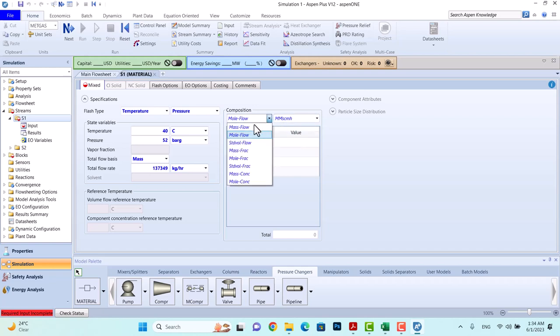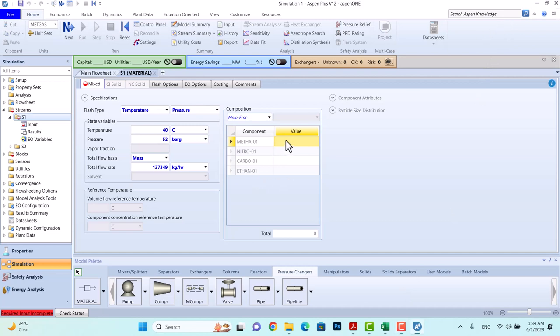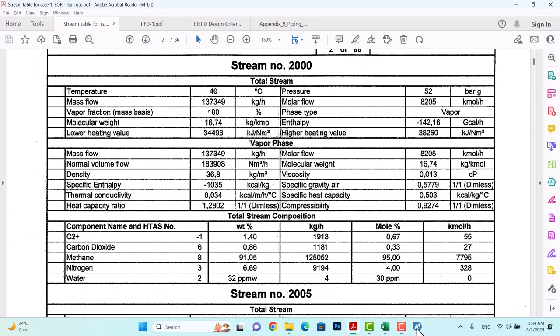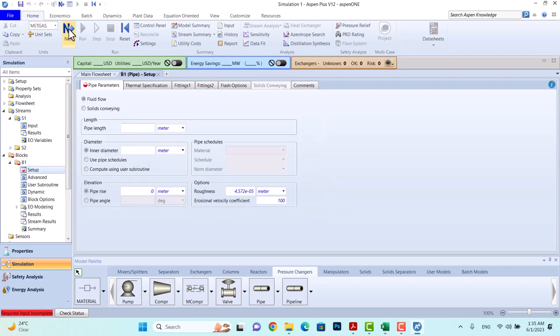And the composition, mole fraction. Here it is stated in mole fraction, 95% for methane and 4% for nitrogen. Carbon dioxide, this value and this for ethane. You simply click next and go to the pipe section.